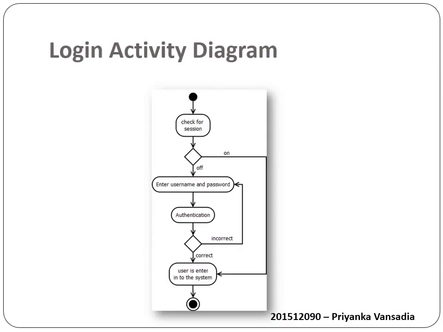This is the activity diagram for the login. First of all, the system checks for the session. If a session is already established, that means the user is already logged into the system. If a session doesn't exist, then the system asks the user for user ID and password. If the user is authenticated successfully, then he is logged into the system. Otherwise, the system shows an error message and again asks for the user ID and password.